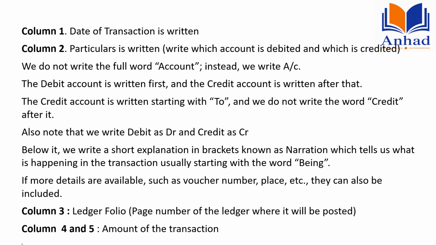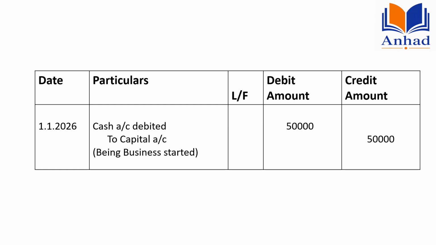In column 3 we write the ledger folio. This depicts the page number of the ledger. In the fourth and fifth columns, we write the amount. In the format, under the date column, we write 1st January 2020. Under particulars, we write cash account debited to capital account. Under the debit and credit amounts, we write 50,000 each.